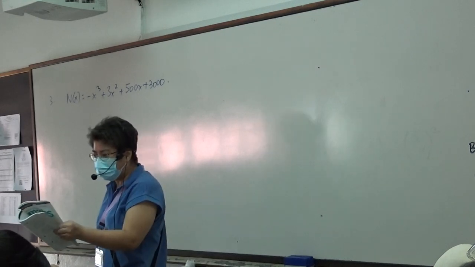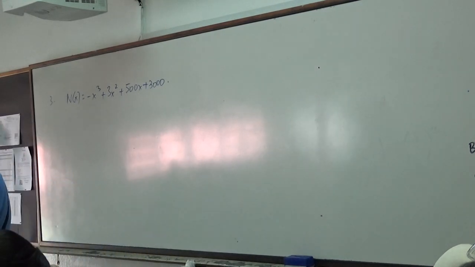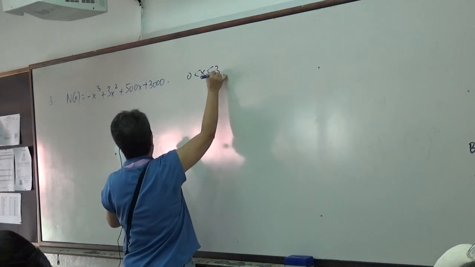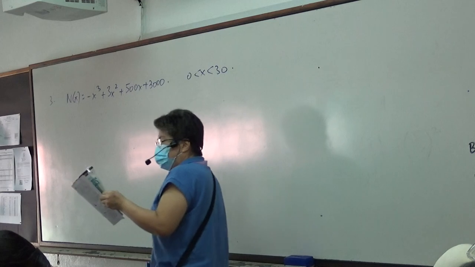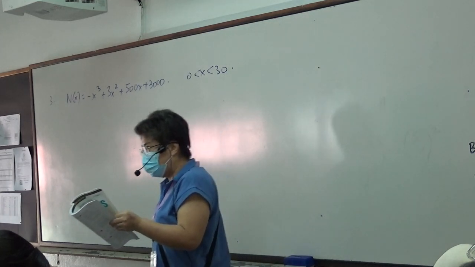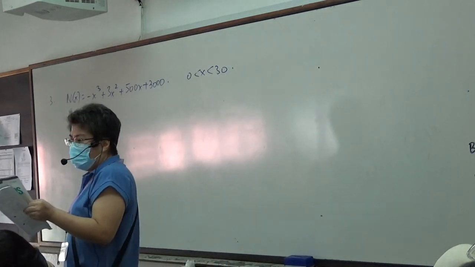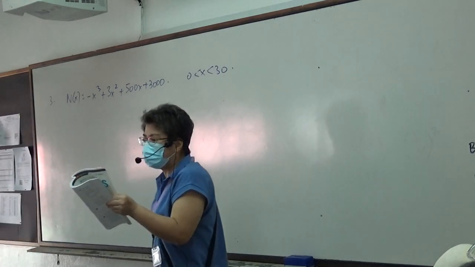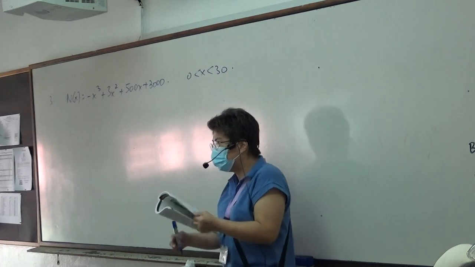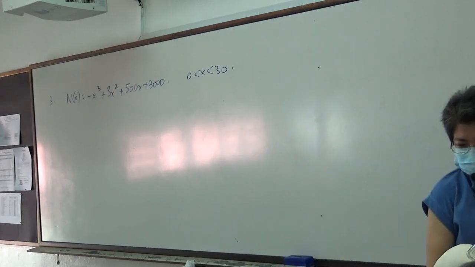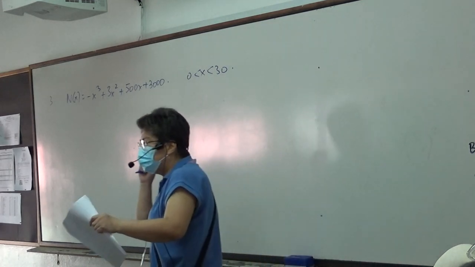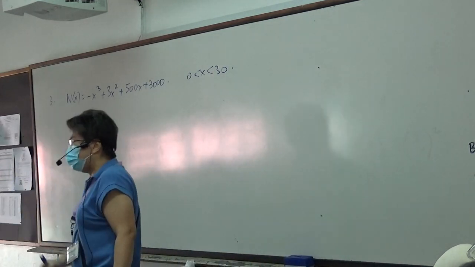Life goes on. Come, the biology says what? For x between 0 and 30, where x is the temperature of the culture in degrees Celsius. Everybody okay? At what temperature does the number of bacteria reach its peak? What do you mean by that? Number of bacteria reach its maximum, right?